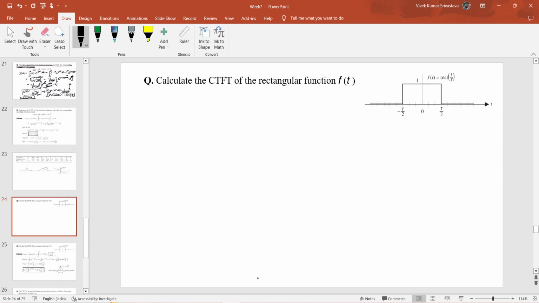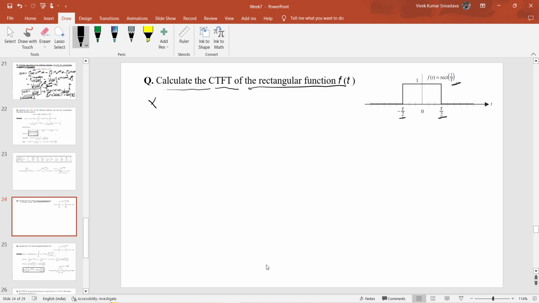So now moving ahead, here is the next problem. In this problem we have to basically evaluate the Fourier transform corresponding to this rectangular function that is given to us. Okay, so f of t is equal to rect of t by tau. This is a rectangular function, varying from minus tau by 2 to tau by 2. So we have to basically determine the Fourier transform corresponding to this function.